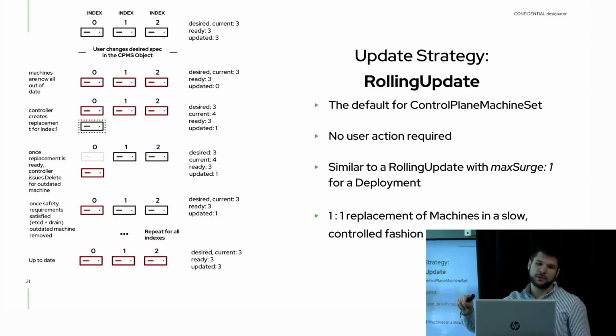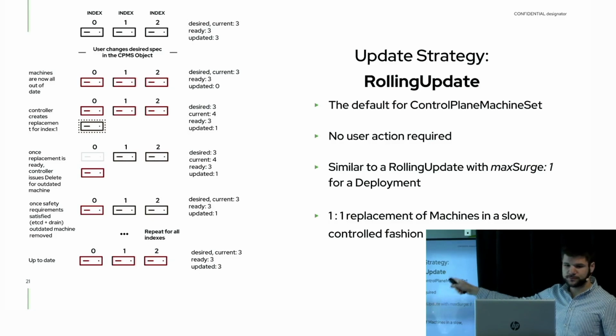What's going to happen is once the safety requirements are satisfied, meaning that the etcd protection mechanism is happy and the machine deletion hooks are satisfied, we are able to drain the old machine. The new one will take over the etcd membership, and that way we will be able to fully replace it and remove it. So then it's now removed.